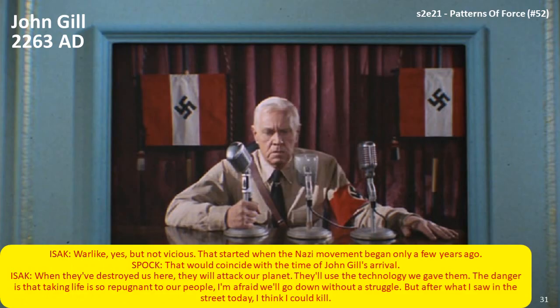John Gill from the Federation arrives possibly in 2263, possibly earlier, and because of him the Nazi movement starts on Ecos. Xeon had sent people to assist Ecos, but now find themselves persecuted. Their technology, that is, the Ecos technology, has been used to create a space fleet.